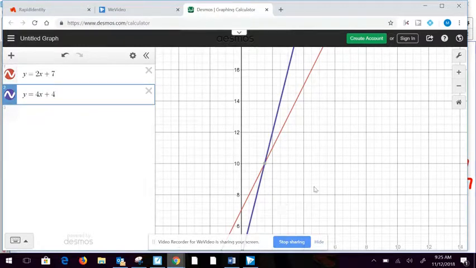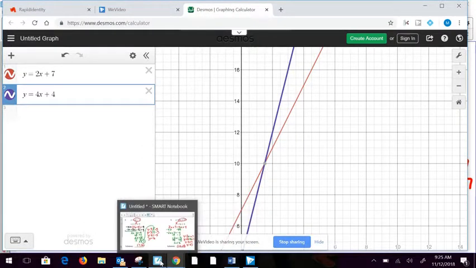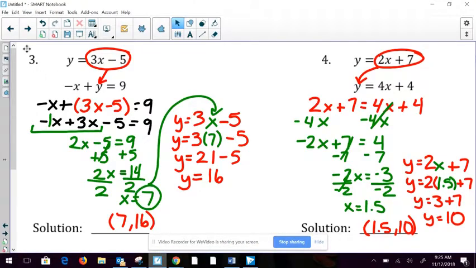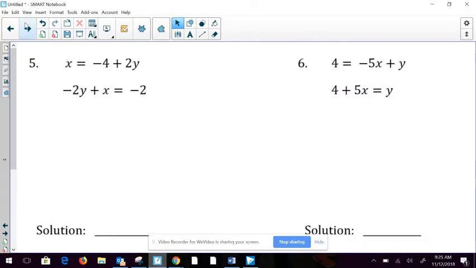And you see how they do intersect. And if you look at that dot, 1.5 comma 10 is our solution. So again, this is a great way to double check your work to make sure that you're doing it accurately. We are going to go through the last two examples because these ones are very special, and I think you're going to realize why pretty quickly.